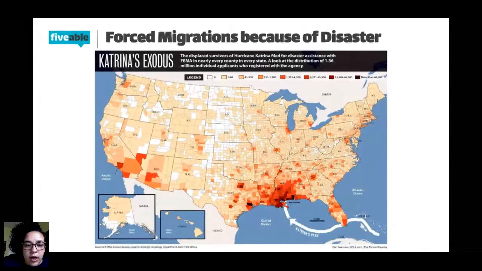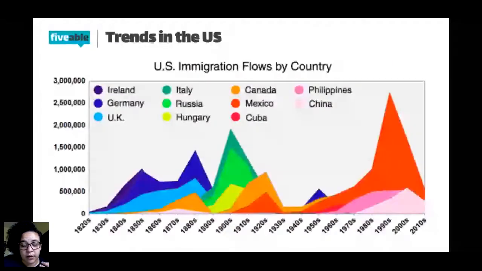All right. So a couple of trends that you need to know in the United States would be, this is sort of a graph that shows where immigrants are coming from to the U.S. over time. This is from the 1820s to around now. And there's a couple of trends that are really worth knowing.